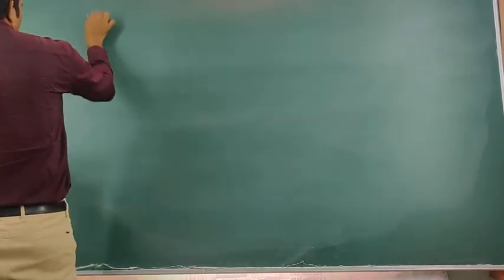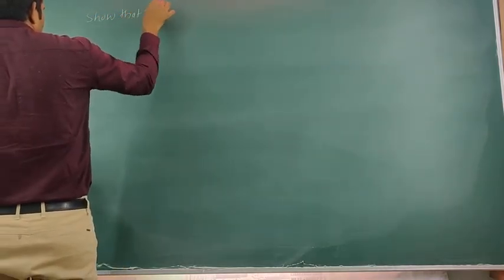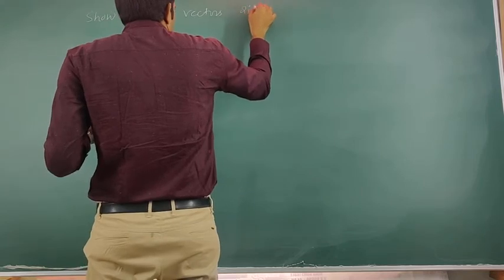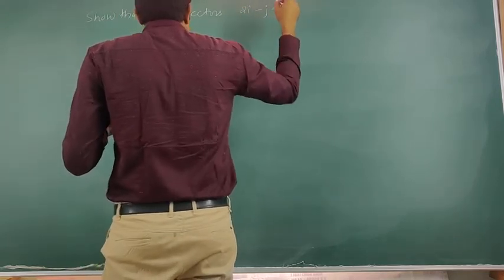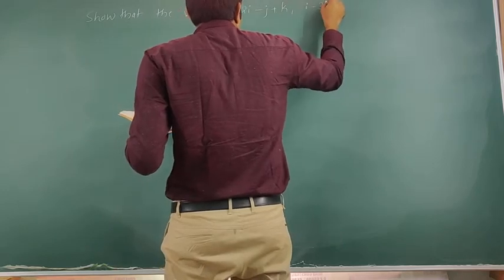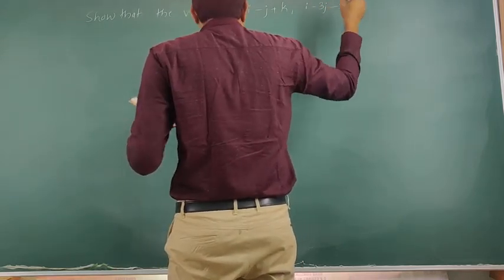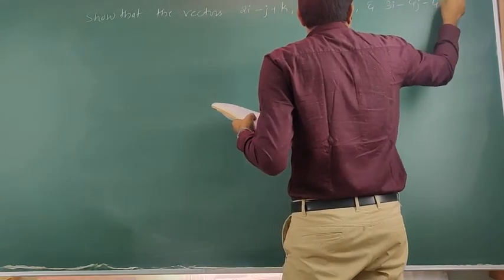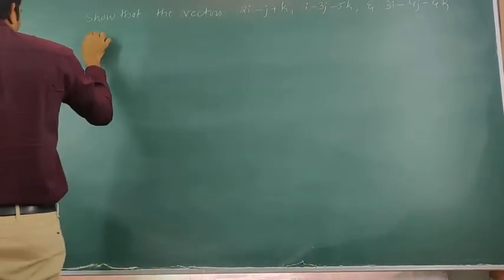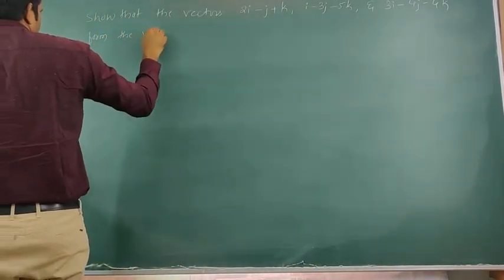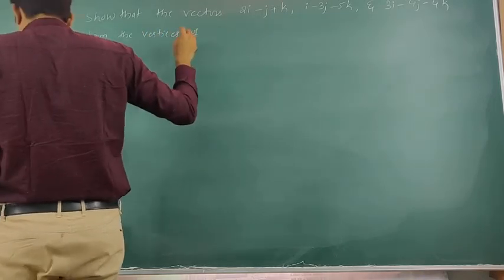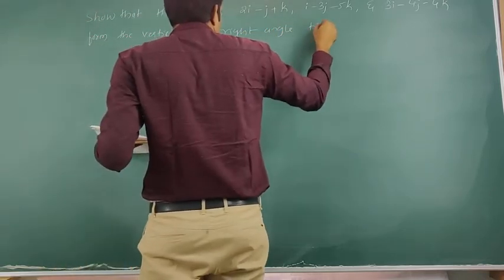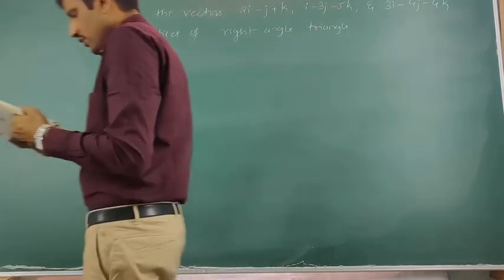Show that the vectors 2i minus j plus k, i minus 3j minus 5k and 3i minus 4j minus 4k form the vertices of a right angle triangle.